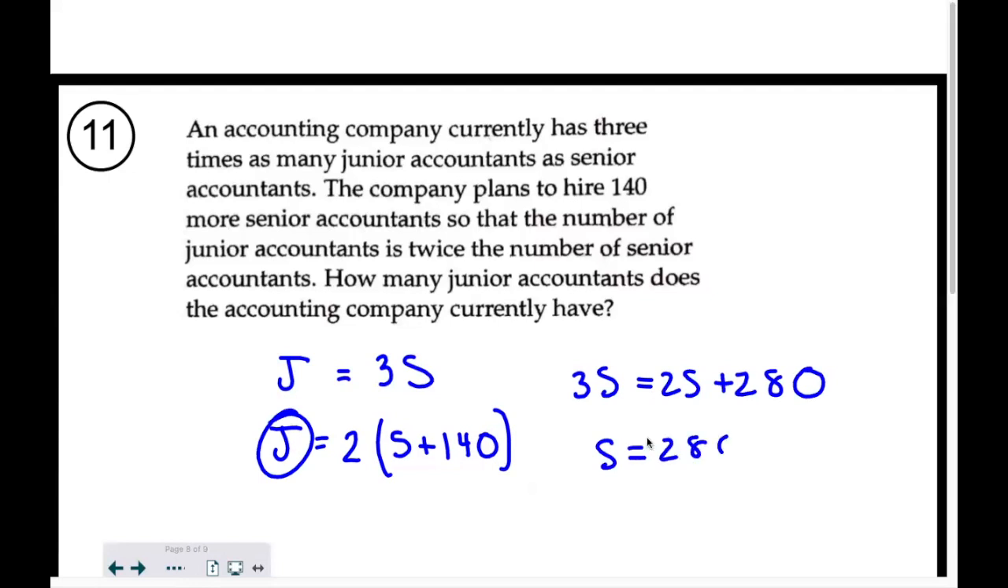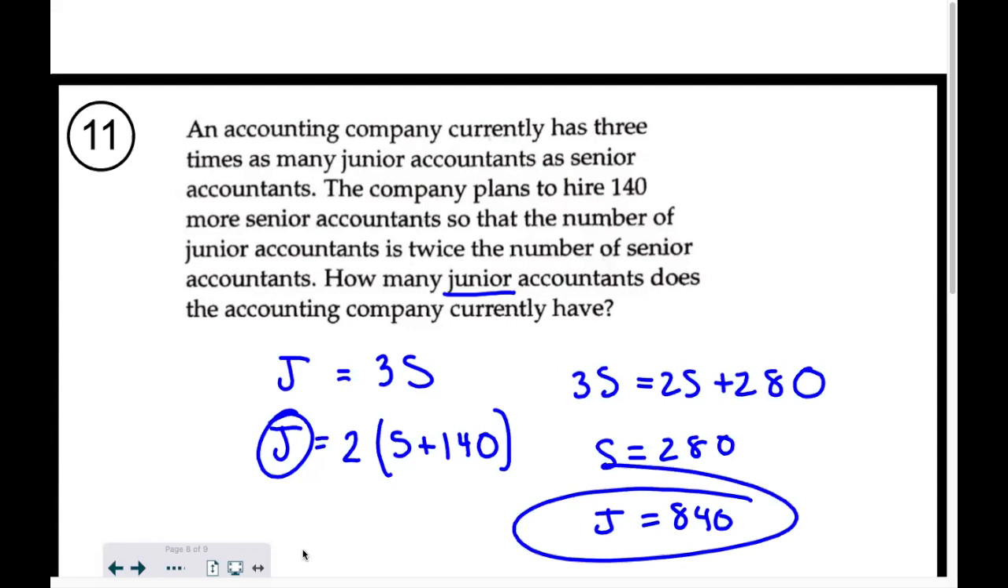Be careful. This is another common thing, especially on a timed test when you're trying to move through it. When you solve your initial algebra, that might not be the answer. In this case, it's not because they want juniors, not seniors. So again, juniors is 3 times that, and 3 times this is 840. All right. So the actual answer to the problem is 840.